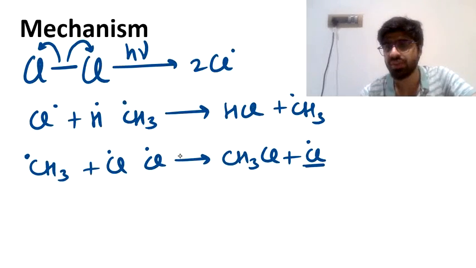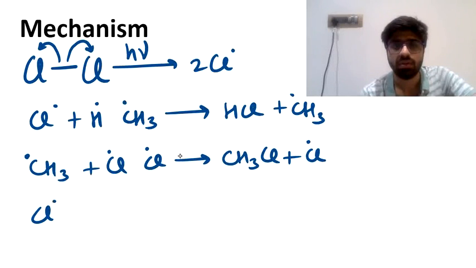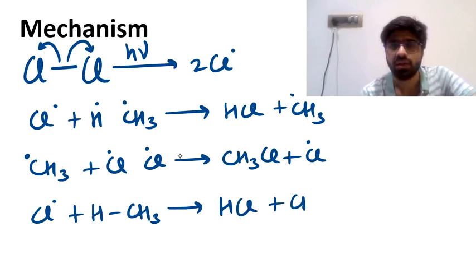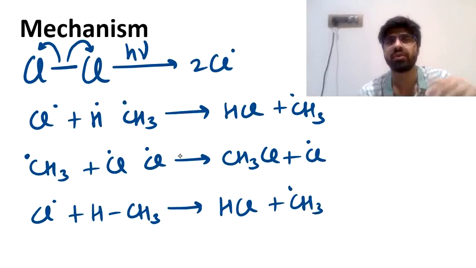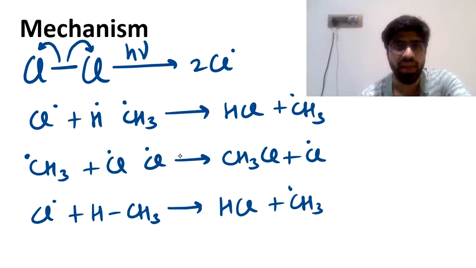What does the chlorine free radical do? Exactly what it was doing in the step here. That chlorine free radical will attack another H of methane. It will again form HCl and the methyl free radical. And the reaction keeps on continuing in this manner. So that's the mechanism of the reaction, and a few important points about this reaction that you need to know.